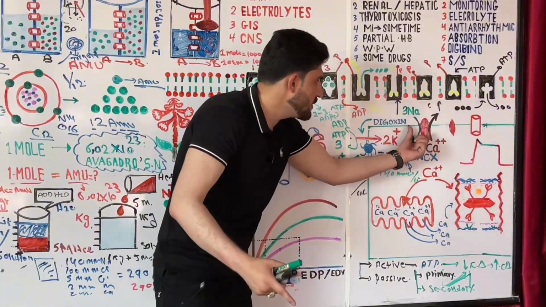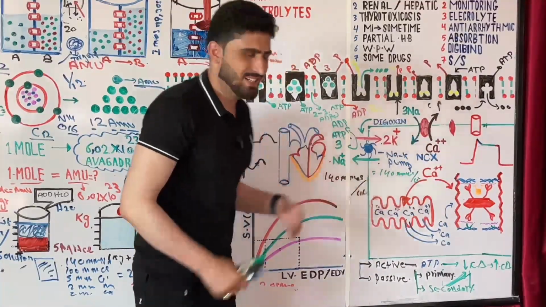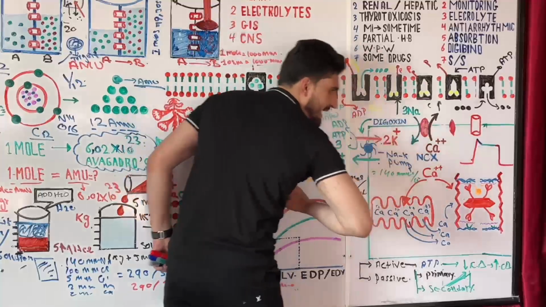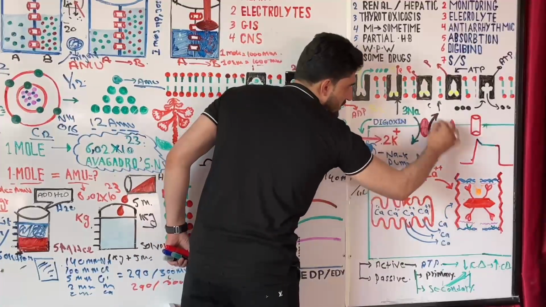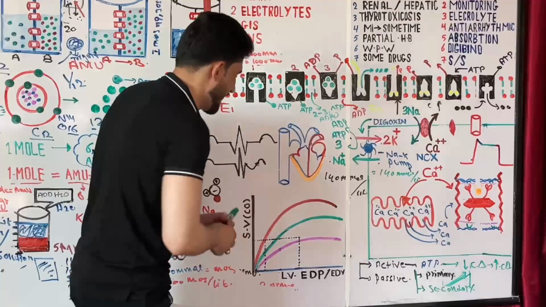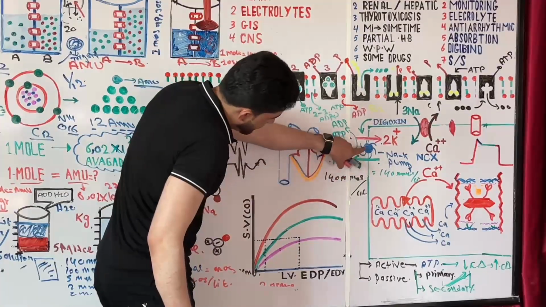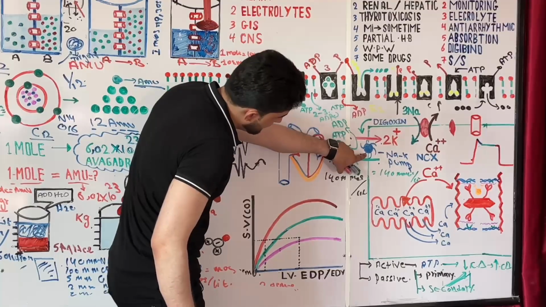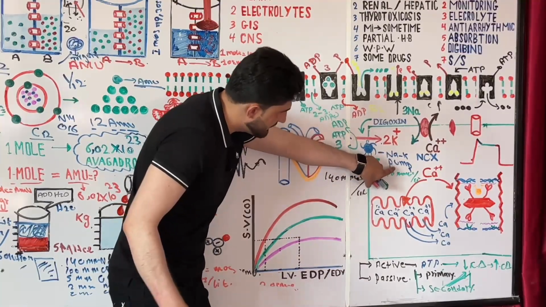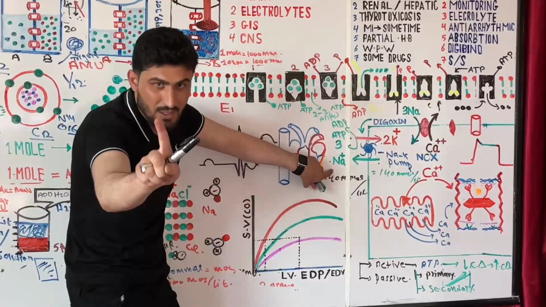Why? Because it uses ATP indirectly. What is meant by indirectly? Let me clarify this. You see, we didn't use any ATP here, but be careful. The function of the sodium potassium pump is that it pumps sodium from the inside of the cell to the outside of the cell.